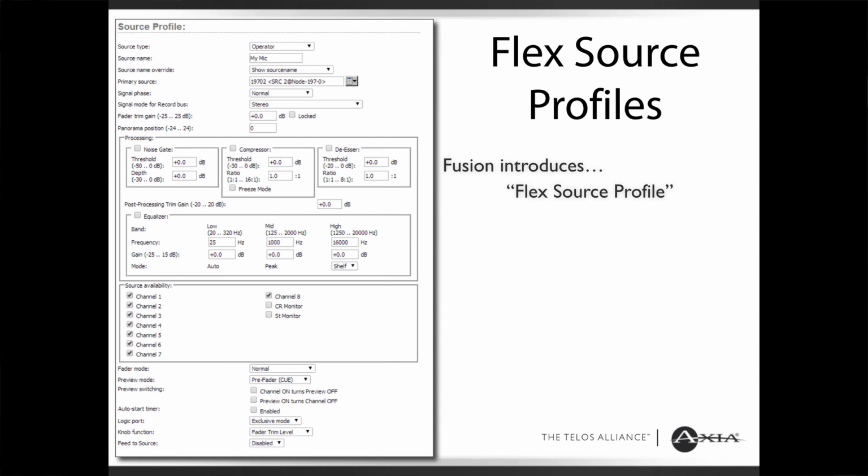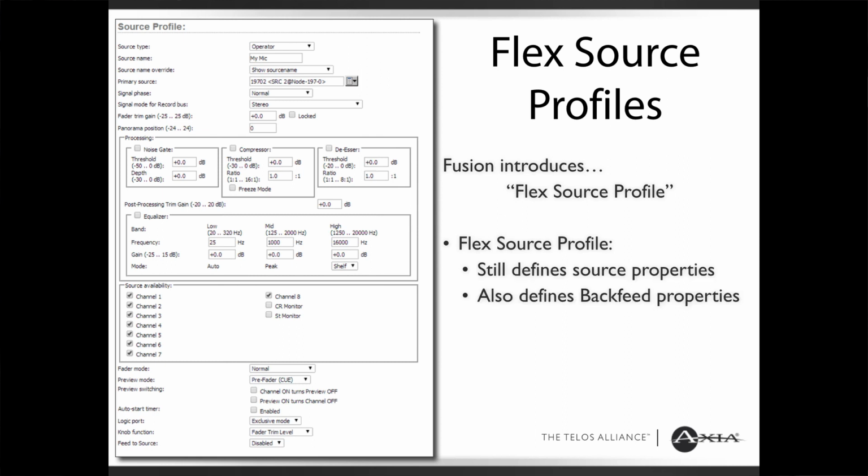All right, let's look at a couple of the other new things that are in Fusion. One of them is the Flex Source Profile. That's a big fancy name, and what does it really mean? Well, basically, it's a simplification of how you set up the console. If you're accustomed to setting up, say, an Element console, you know there's a rather long web page with lots of features for setting up each individual source. Well, the Flex Source Profile makes that a little bit easier.